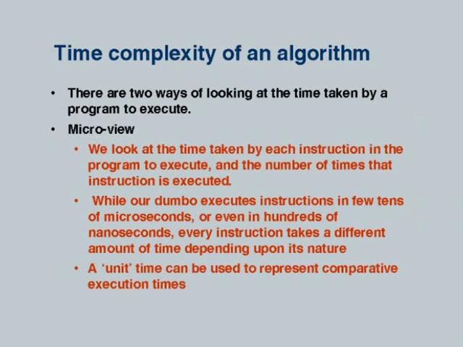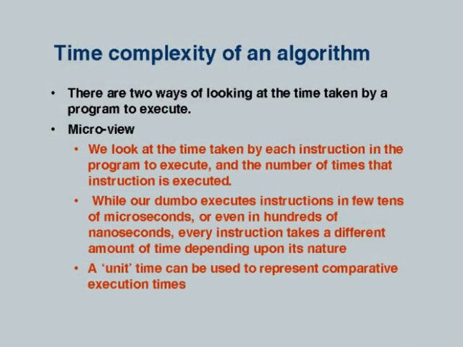So we again look at the time complexity of an algorithm. There are actually two ways of looking at it. One is what I call the micro view, the nitty-gritty view, because as we say, the devil lies in the details. So we want to find out how many arithmetic operations are done, how many comparisons, how many assignments, how many additions, subtractions, multiplications, etc. That is the micro view, going to the nitty-gritty. We look at the time taken by each instruction, first of all, and the number of times that instruction is executed. So addition may take less time than multiplication. So we have to assign some timings to these different instructions, and then we have to count how many times an instruction is executed in a program.